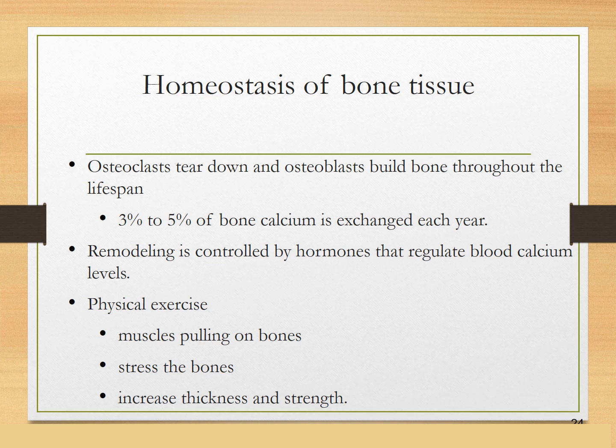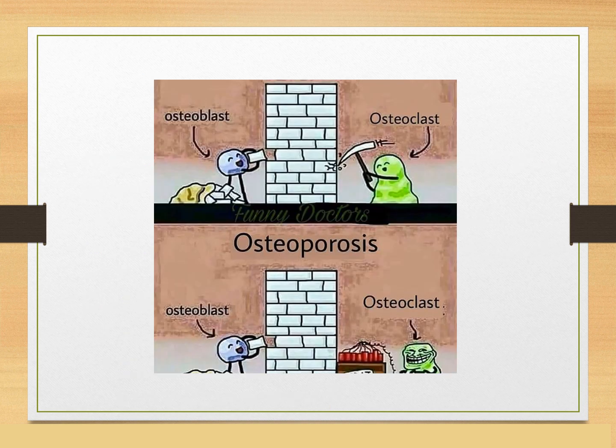Physical exercise also affects bone tissue. Muscles pulling on bones stresses the bones, and this increases the bone's thickness and strength. Ideally, the osteoclast activity equals out the osteoblast activity, and your bones are remodeled and remain very strong. However, in osteoporosis, osteoclast activity is greater than that of osteoblasts, and your bones can become porous and weakened.